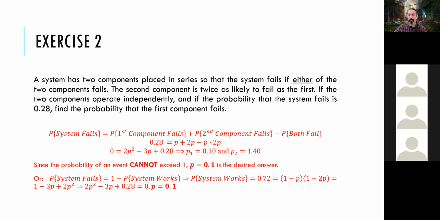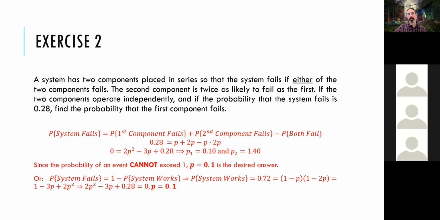So as you can see, this is the probability that the system works, and these are the probabilities that the components work. So 1 minus P times 1 minus 2P should be equal to 0.722. If I just open up these parentheses, I will get the same exact equation that you see here, and the same exact result. P is equal to 0.1.